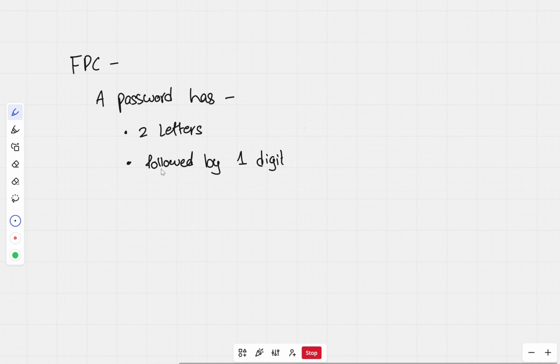Alright, so these are the conditions. Now let's see how many ways we can perform this. For letters, let's take the number of letters available. So there are 26 choices of letters we can select. And for numbers, it's a single digit. Then we have options from 0 to 9. Those are 10 choices.